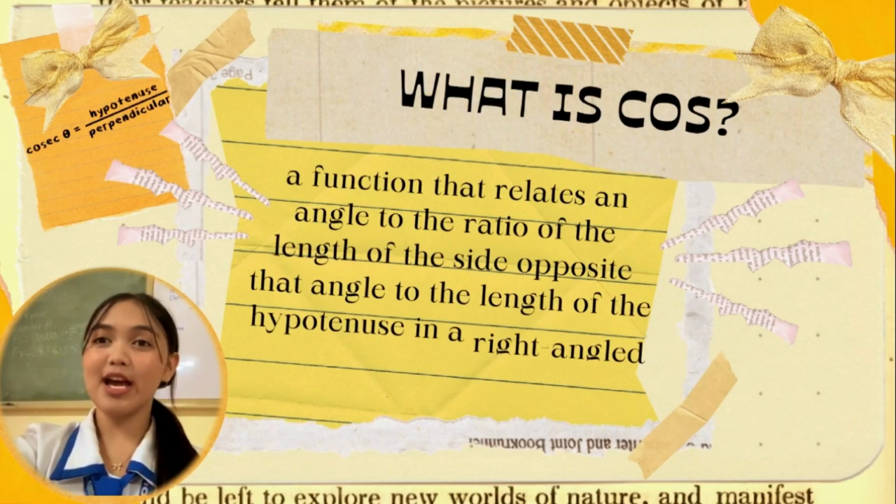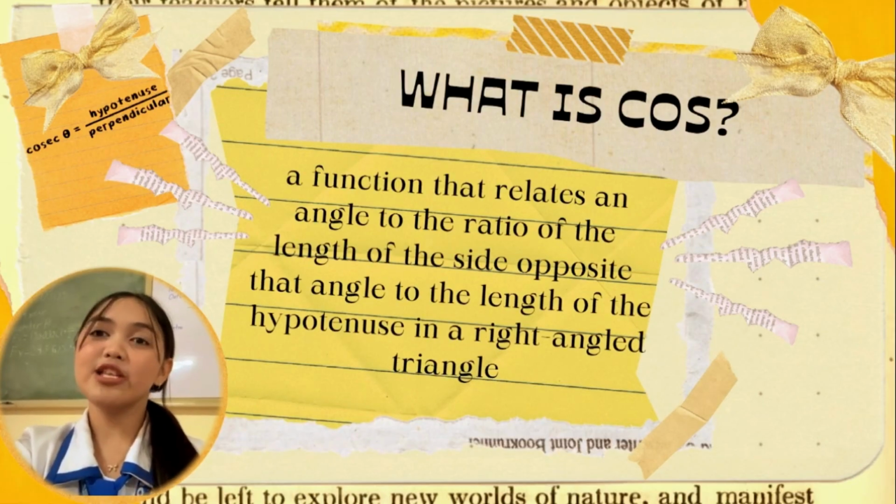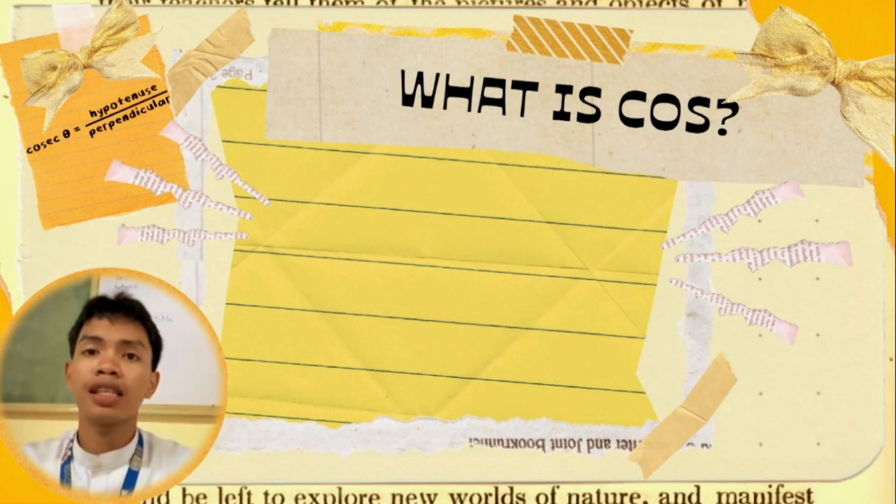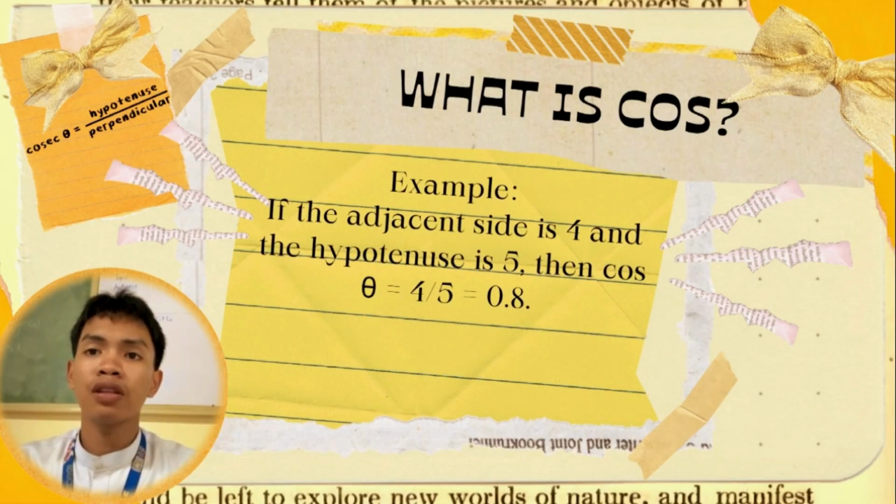Next is cosine, or cos theta. It's the adjacent side divided by the hypotenuse. Example: if the adjacent side is 4 and the hypotenuse is 5, then cos theta equals 4 over 5 equals 0.8. Cosine helps measure how far something moves sideways, like staying steady in our faith no matter what direction life takes.